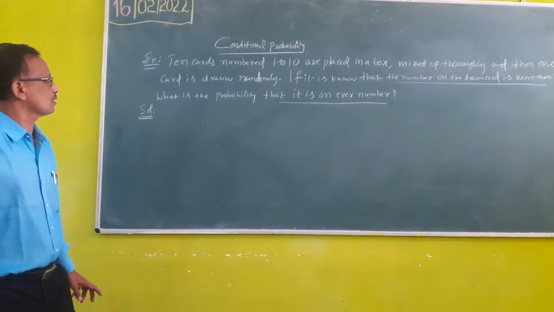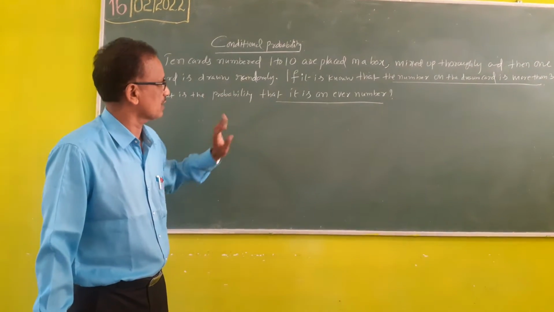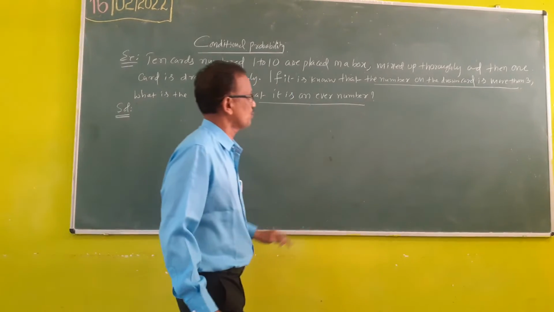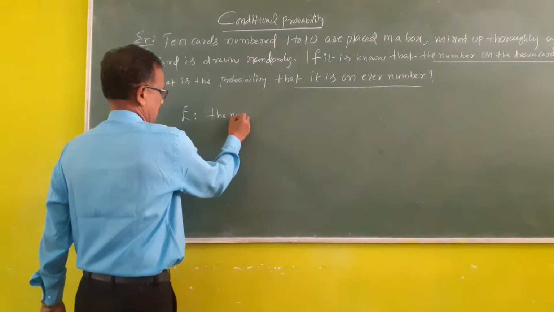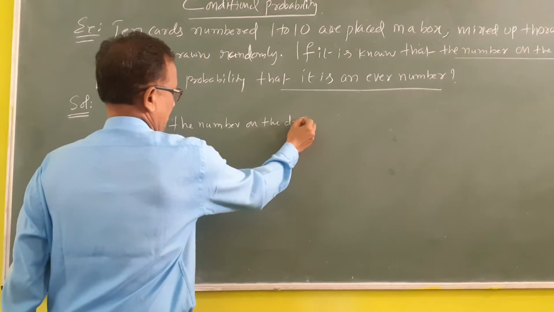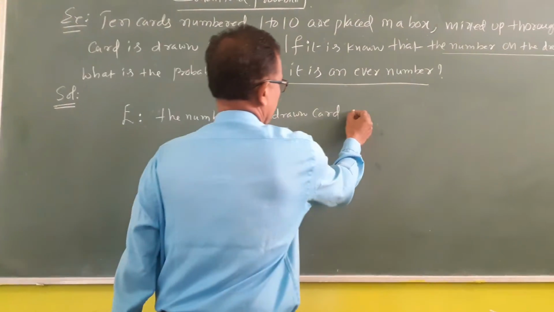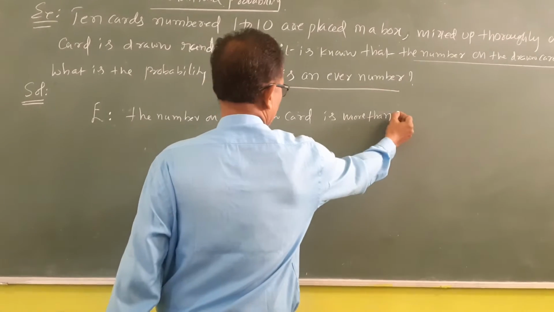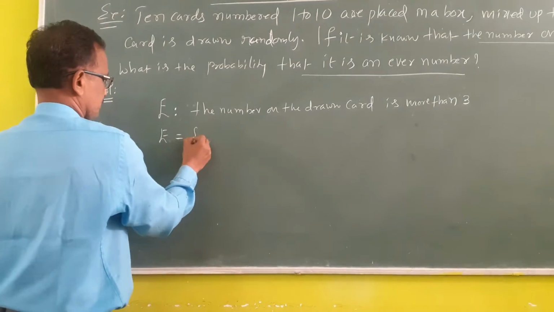Okay, right. So how many cards are there? 10 cards with numbers 1 to 10. Right. So the first event, what is that? The number on the drawn card is more than 3. So then the number on the drawn card is more than 3. Right. See, what is the probability of this?